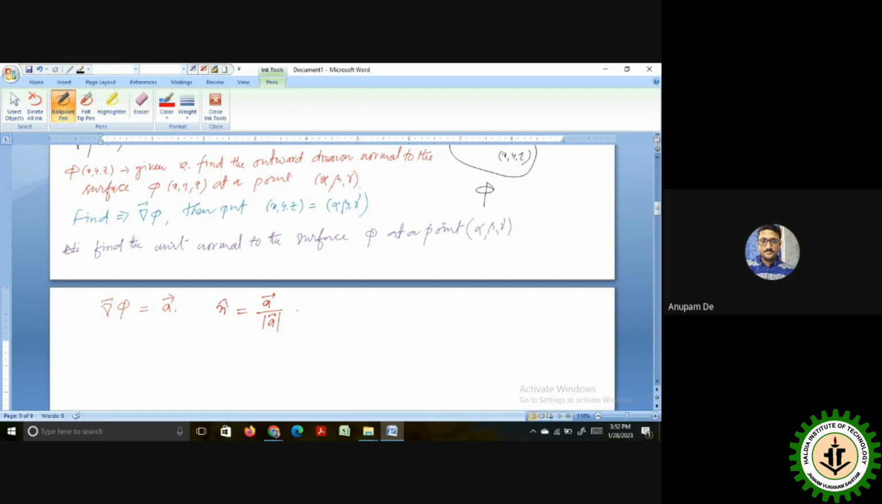So this is one of the very important results, because this result is also needed to solve some more problems. So this is the unit normal to the surface. Basically this n cap is equal to the vector grad phi divided by mod of grad phi. Remember, this grad phi is a vector, so that's why I am taking modulus here.